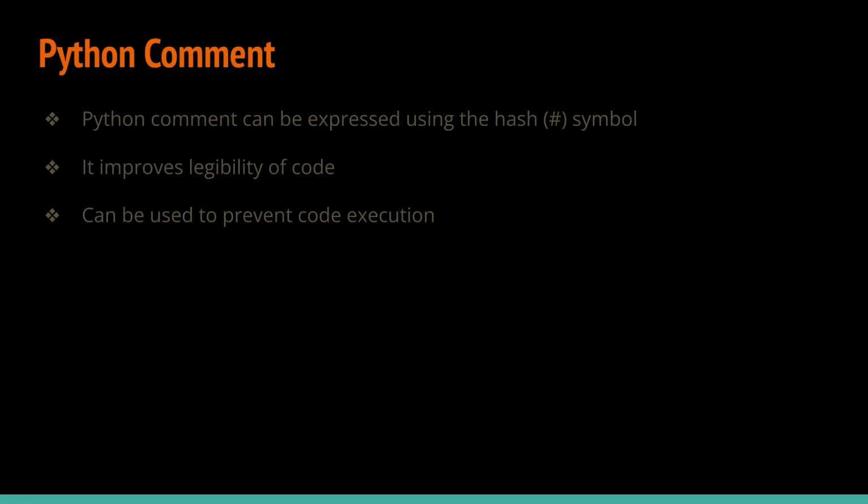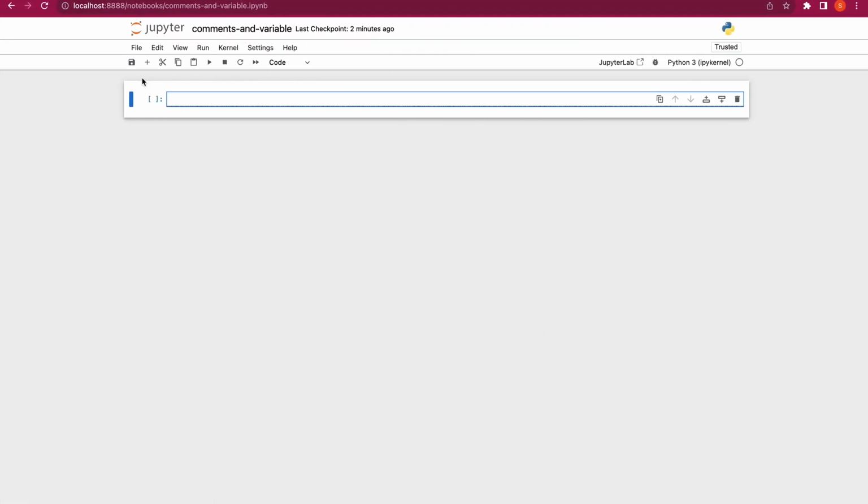Also, Python comments can be used to prevent code execution. That is, when we use the hash symbol to prefix our code, the interpreter will just skip that line and not execute it at all. It will see it as just a comment. Now let me show you how we can do this.